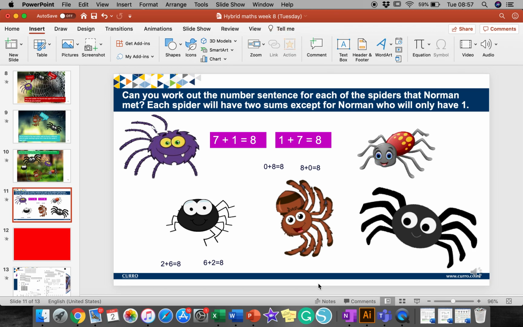Now I want you to try and do the last 2 spiders, Norman and the little spider with the red bum, and see what number sentences you can make for those 2 spiders. So that is our problem solving done for today.